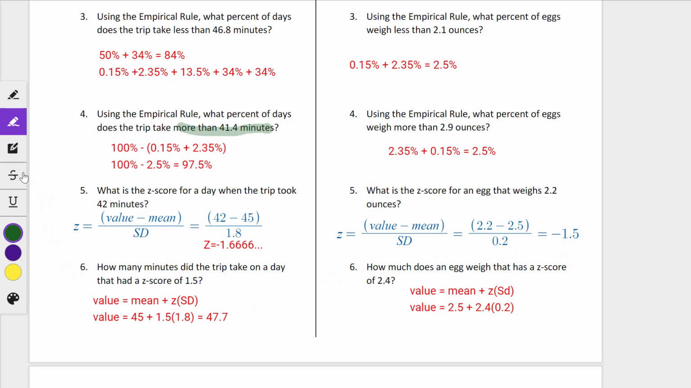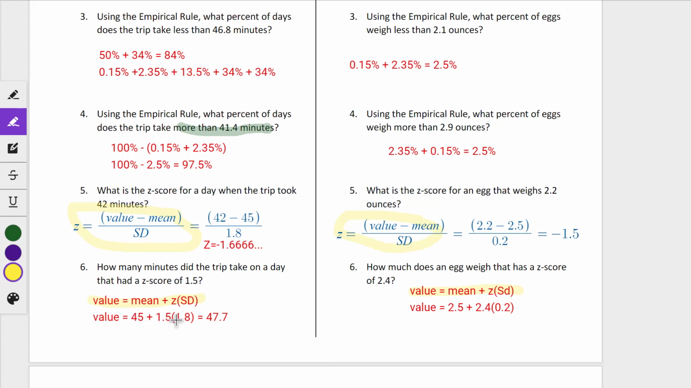Okay, now here's another formula you're going to definitely want to memorize, and that is value equals mean plus your Z-score times the standard deviation. So make sure you memorize that formula. So you need this one right here, and you need that one right. That's the same formula, really. So you need these two formulas right here.